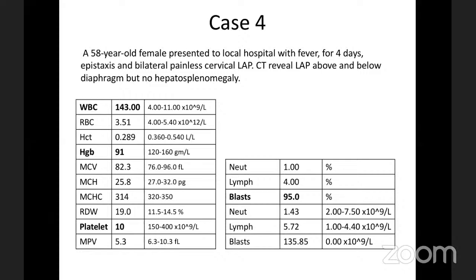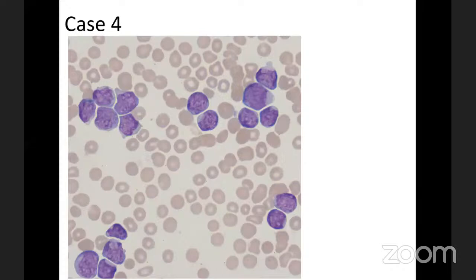is a 58-year-old female presented to a local hospital with fever for 4 days, epistaxis, and bilateral painless cervical lymphadenopathy. CT reveals lymphadenopathy above and below the diaphragm, but no hepatosplenomegaly. Hyperleukocytosis, anemia, and marked thrombocytopenia. And also you have circulating blasts by CBC. So lymphadenopathy, blasts, anemia, thrombocytopenia, and hyperleukocytosis.